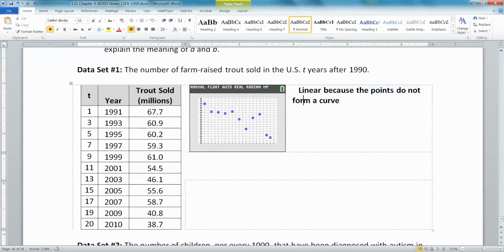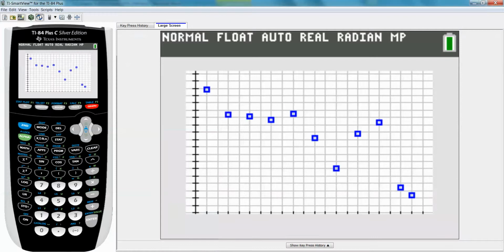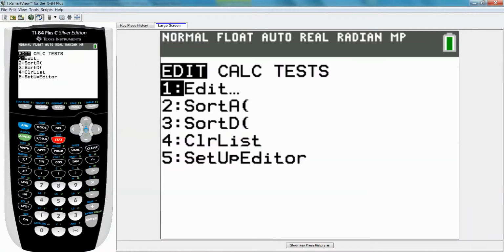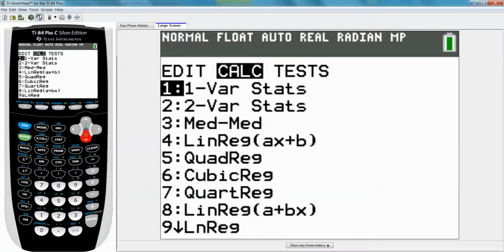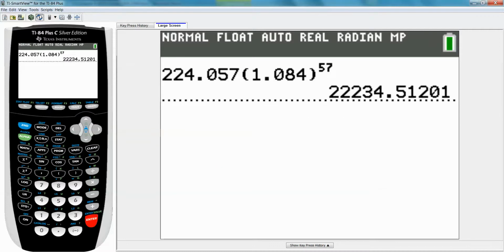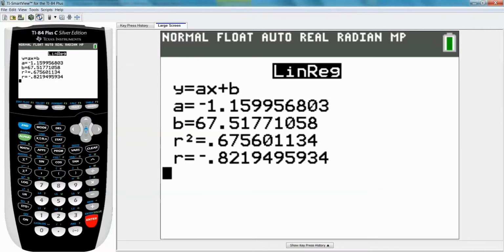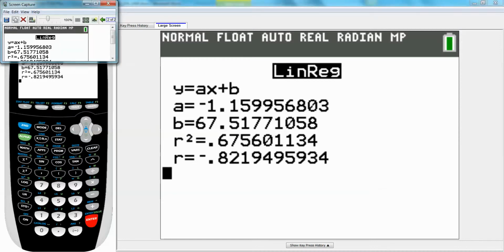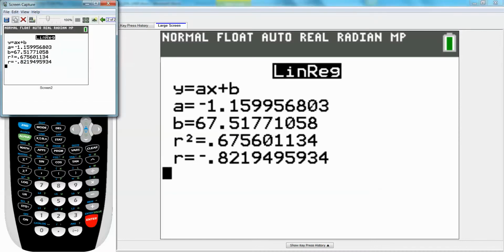Beautiful. So now we have to find that linear line. Well, we learned how to do that back in chapter 2. So we're going to go stat, calculate, pick number 4, which is linear regression, enter, and then go down to calculate and press enter. And there it is. -1.599 and 67.517, excuse me.